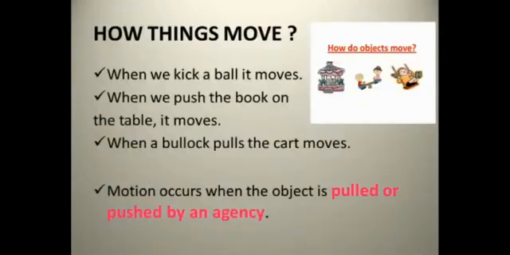Next, move on to how things move. Generally, things won't move unless and until we exert some force. So, how do things move? When we kick a ball, it moves. Unless and until you kick a ball, it doesn't move, right? When we push the book on the table, it moves. When a bullock pulls, the cart moves. So, what is motion? An object is said to be in motion when its position changes. Generally, motion occurs when the object is pulled or pushed by an agency.